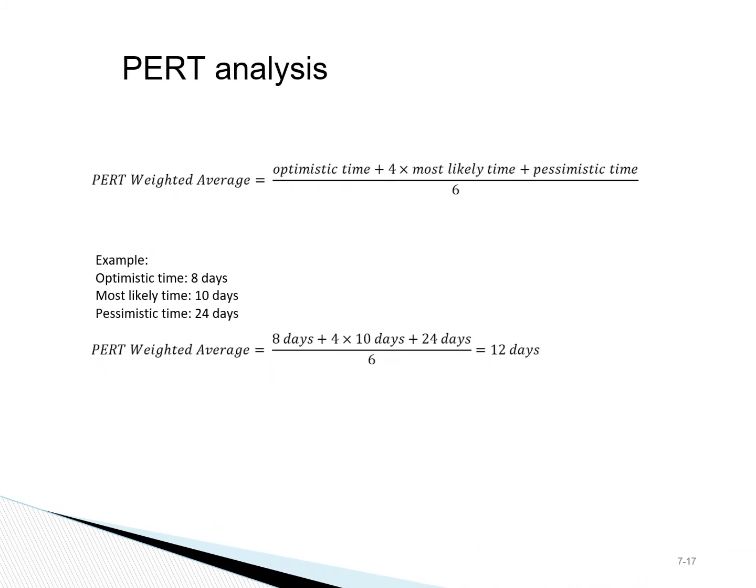PERT is an example or one form of 3-point estimating, and this is the formula for PERT. In PERT distribution, basically a weighted average is computed with the formula shown, which gives a factor of 4 to the most likely estimate, while it calculates the average by adding the optimistic and pessimistic estimates as well.